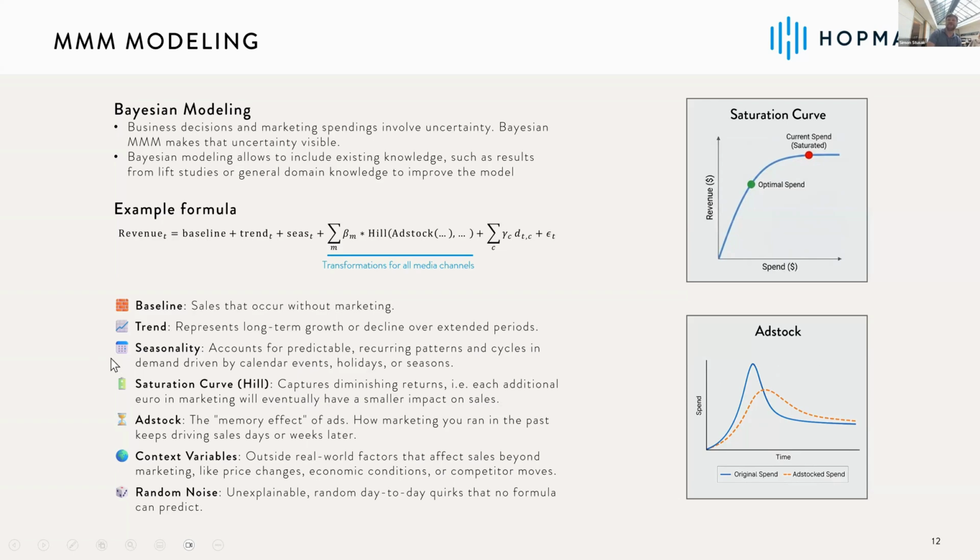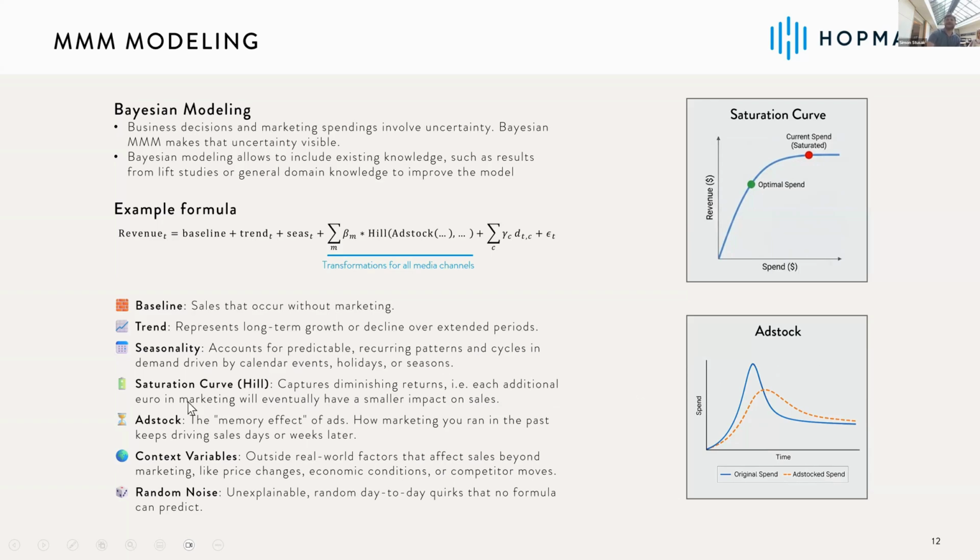It also tries to find some kind of seasonality, so predictable recurring patterns. Often in the summer holidays, sales decline for a lot of our clients. Otherwise, Black Friday and Christmas, for example, are often peaks, and these are predictable cycles that are driven by calendar events.